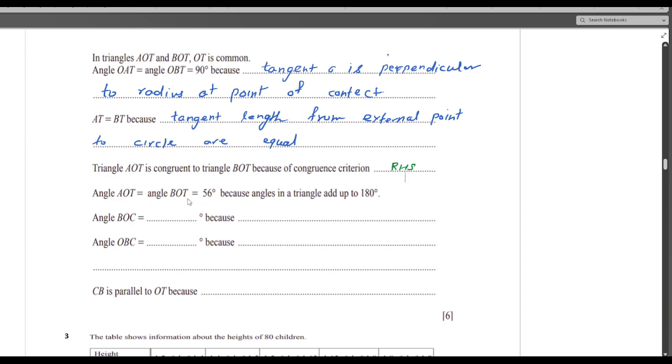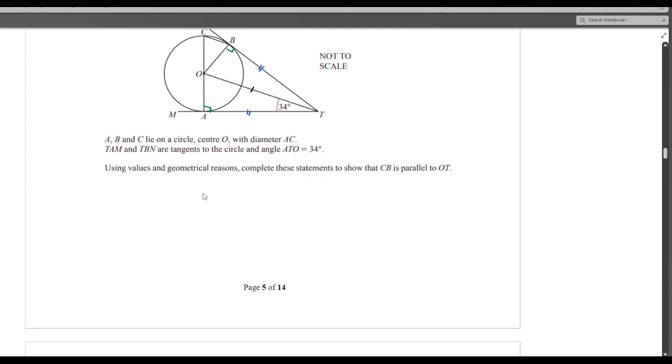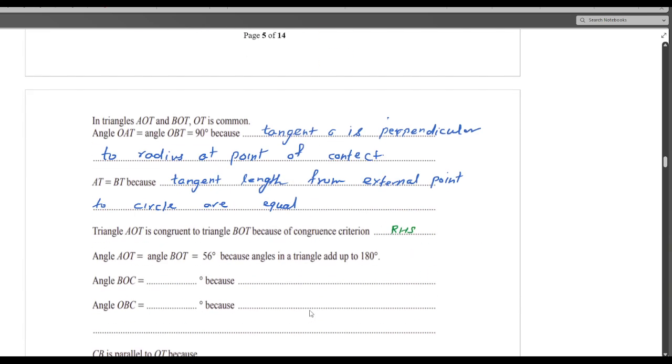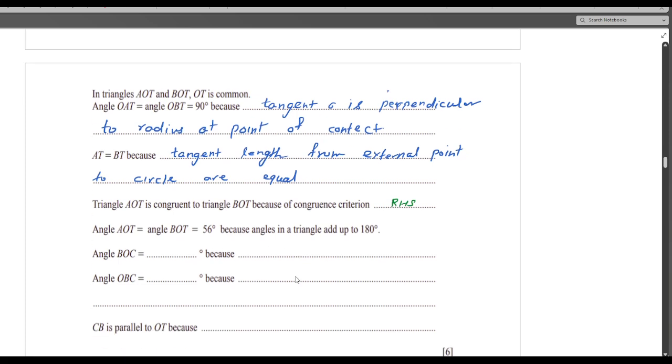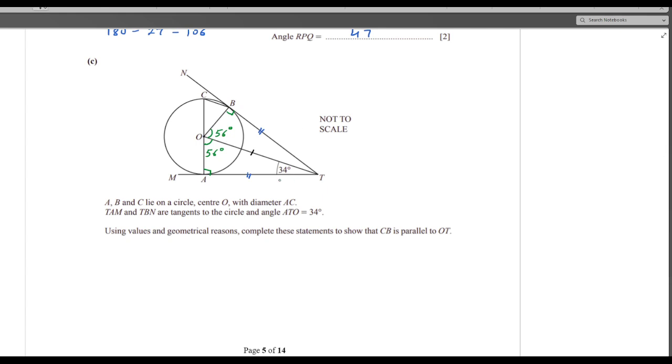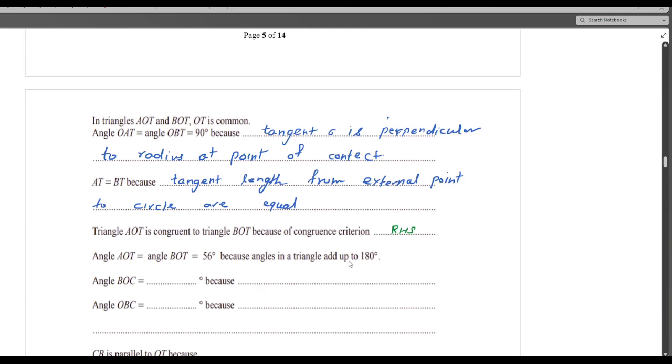Now angle AOT and BOT are 56. AOT here, this angle is 56. It's a corresponding angle, so this will also be 56. AOT and BOT are 56 because angles in a triangle add up to 180. Here one angle is 34, one angle is 90, so this angle we can calculate. It is 56 degrees.